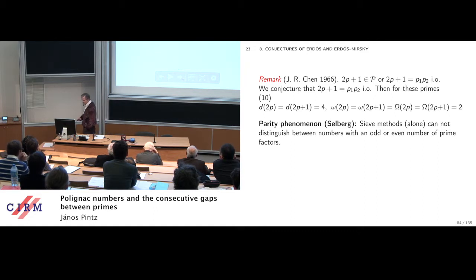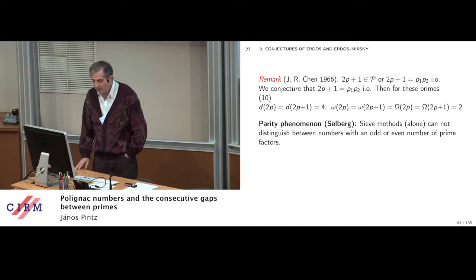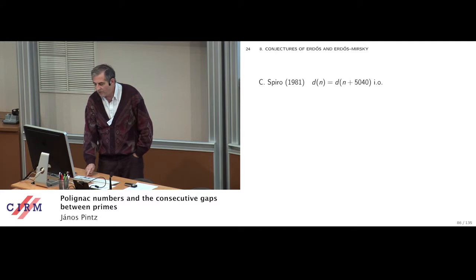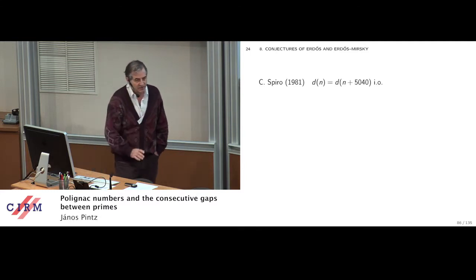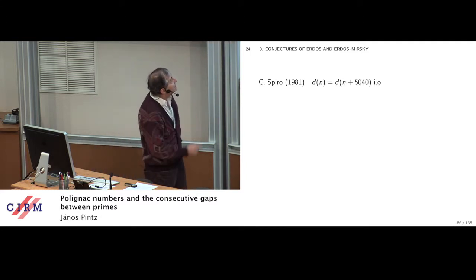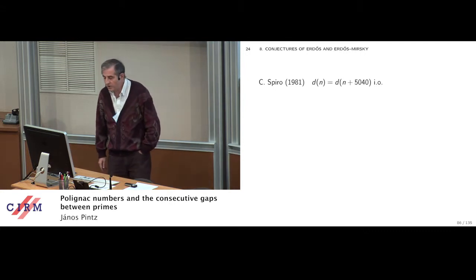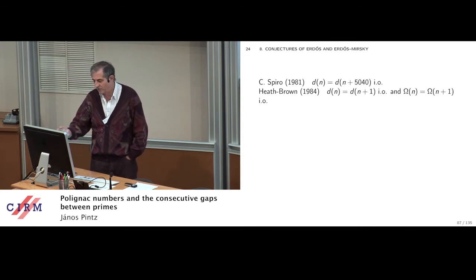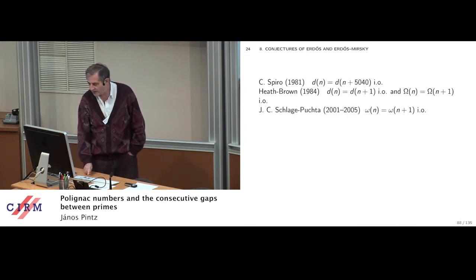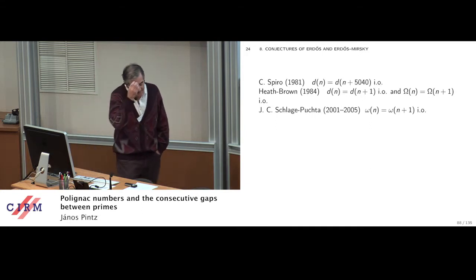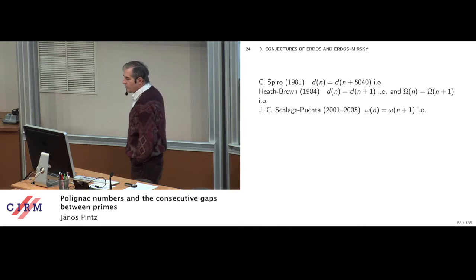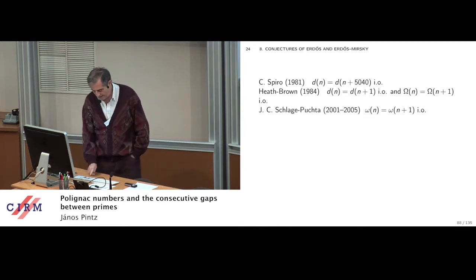Now the problem is that due to the parity phenomenon of Selberg, sieve methods alone cannot distinguish between integers having an odd and even number of prime factors, and that was the reason that these conjectures were considered as difficult as the twin prime conjecture, until Spiro observed that at least such a result can be proved infinitely often. Hildebrand modified this idea to get d(n) equal d(n plus 1), but it needed another 20 years until young Christoph Schlage-Puchta could prove the same for little omega n as well.